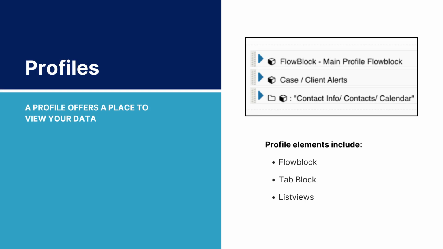The next thing to know about are profiles. Profiles is where you're going to view your data. So if you collect your data in an intake process, you're going to view that data from a case profile. In this slide here, we have an example of what the back end of a profile looks like. Profile elements include the flow block, which I'll show you what that is, and tab blocks. And you might also use something called list views on your profiles.